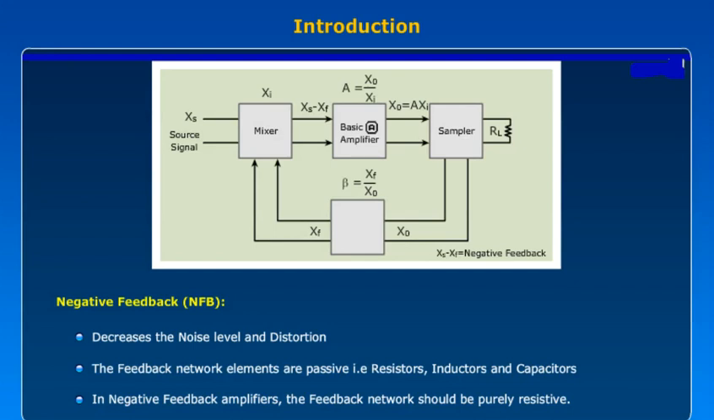The negative feedback elements are passive, that is resistors, inductors and capacitors. In negative feedback amplifiers, the feedback network should be purely resistive, whereas in positive feedback, the feedback network should be reactive elements, that is inductors and capacitors. So now we will mainly see about negative feedback amplifiers. In the negative feedback amplifier, the feedback network consists of resistive elements.